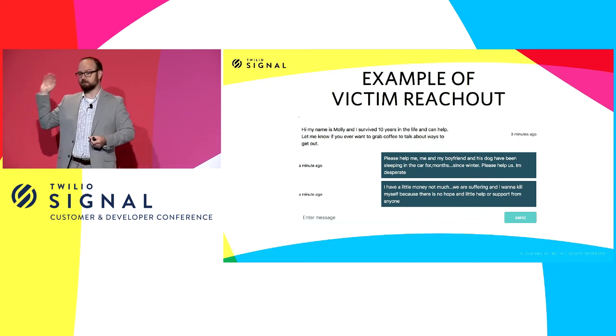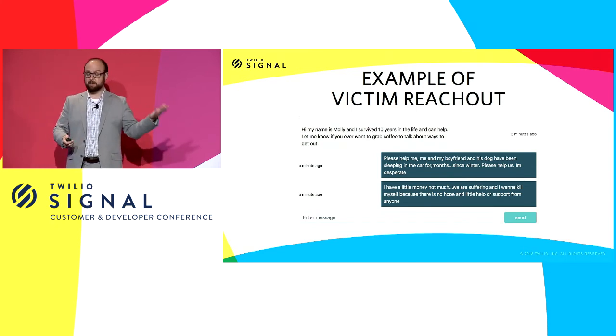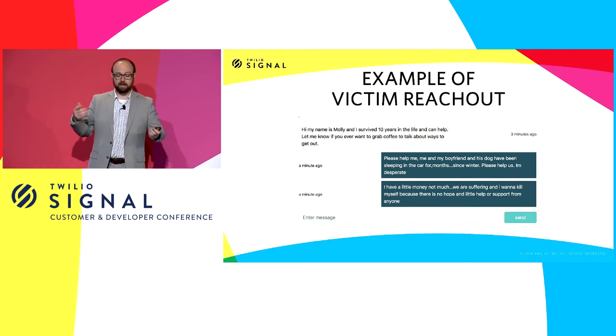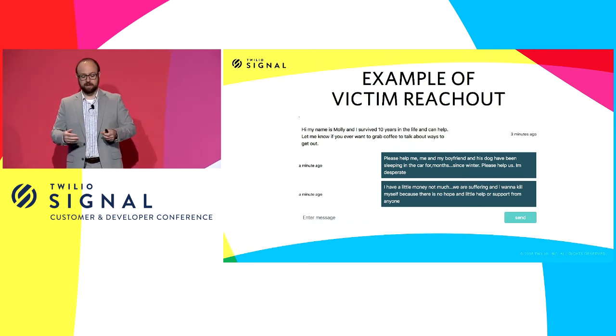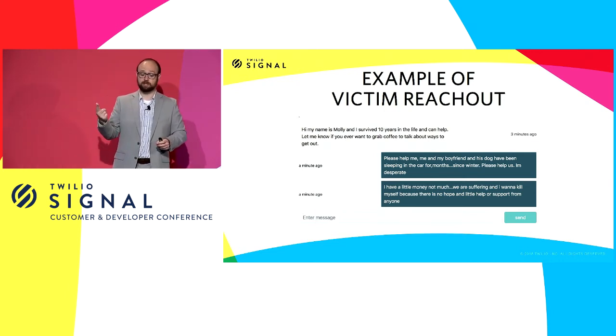And this is a real interaction that's been anonymized where an advocate logs into the website and says, hi, my name is Molly, and I survived 10 years in the life. So that advocate is a survivor herself and can help. Let me know if you ever want to grab coffee, talk about ways to get out. Very simple, personal, one-to-one, because the relationship's important.